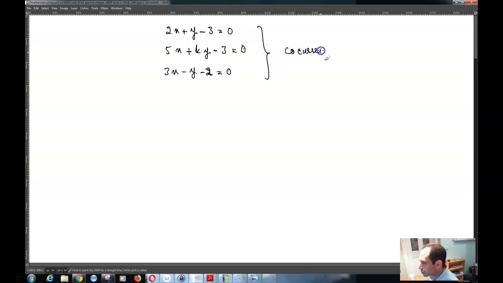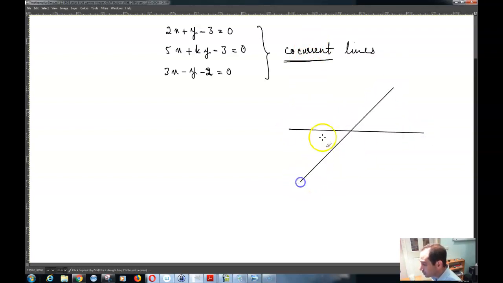These are concurrent lines. And what that means is that if you have three or more lines... I suppose the word concurrent can also be used in the case of two lines, but with two lines you usually say intersecting lines, and then there is a point of intersection. But concurrent is used when the number of lines is at least three, meaning that you could have this line, this line, and this line, let's say L1, L2, and L3.